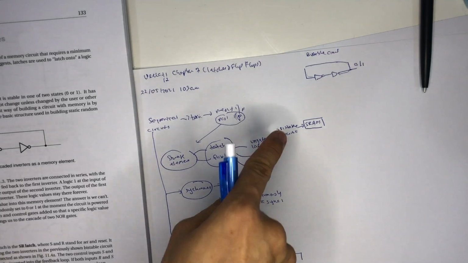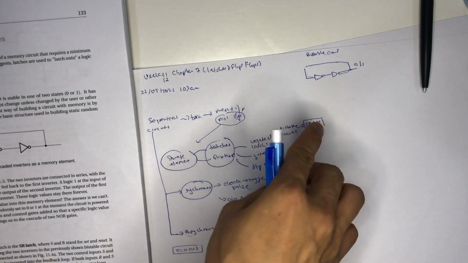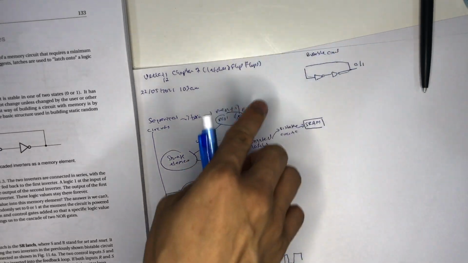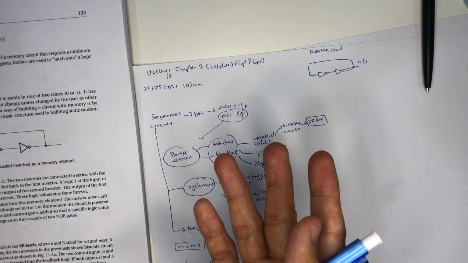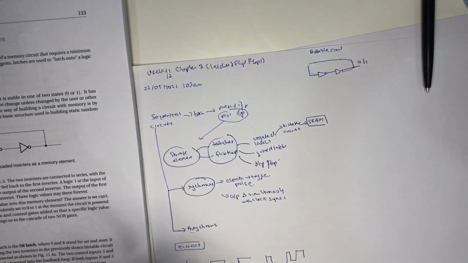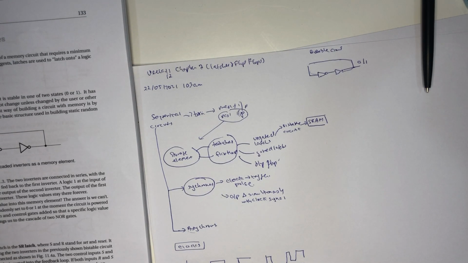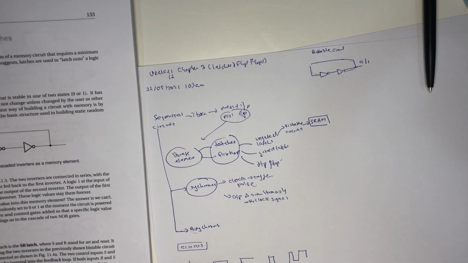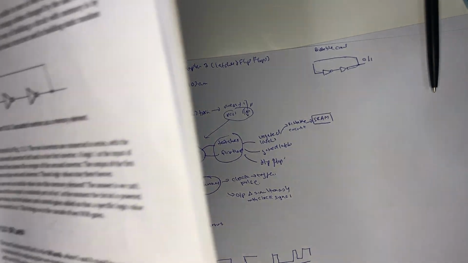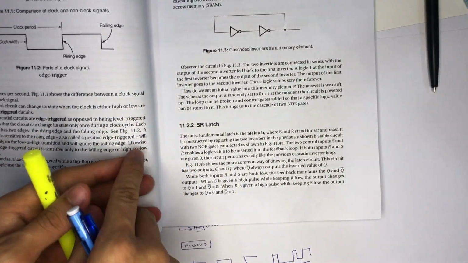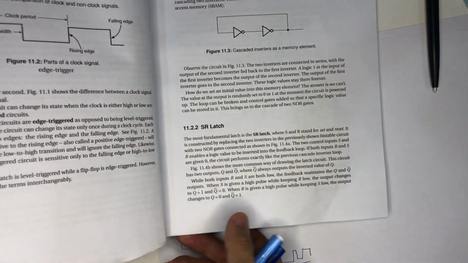If we want to set an initial value to this bistable, can we do that? No. So how are we going to solve that? We need to introduce something so that we can have an initial value. What we can do is cascade, so the loop can be broken and controlled. This brings us to the next chapter, the SR latches.